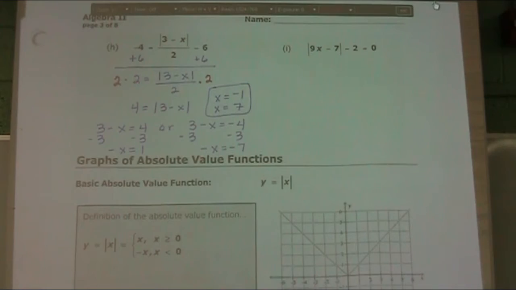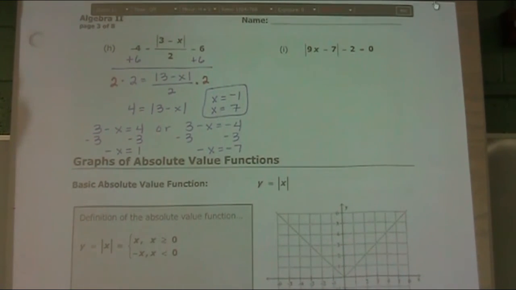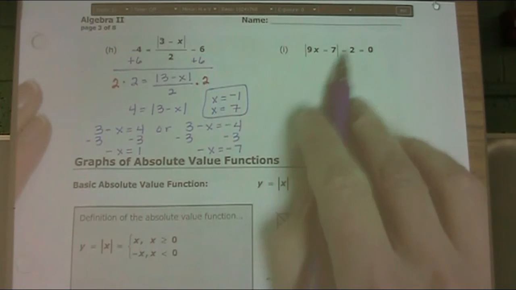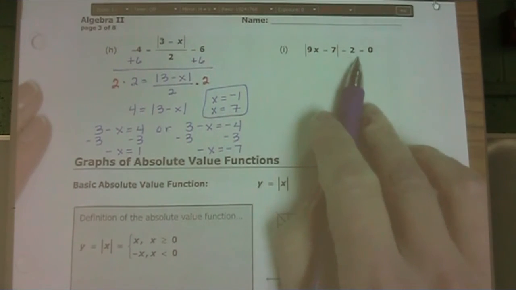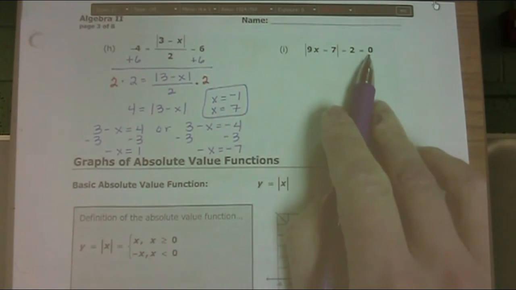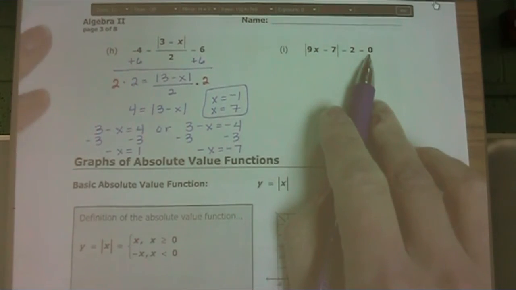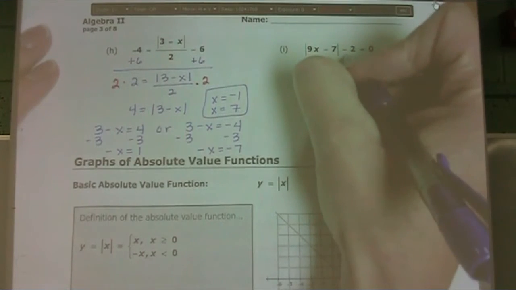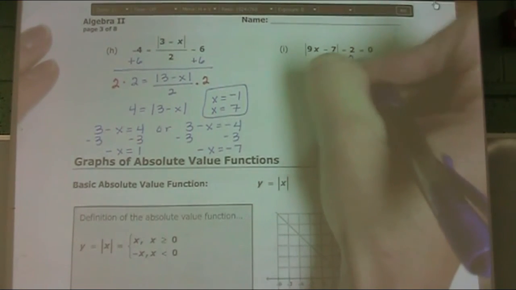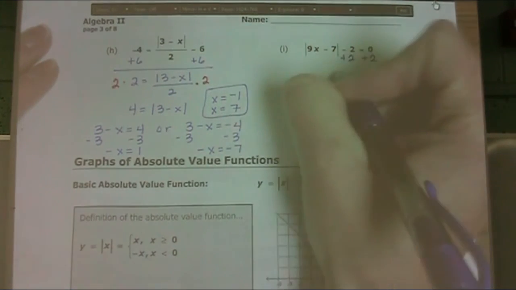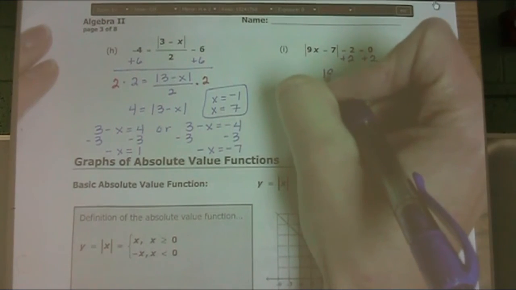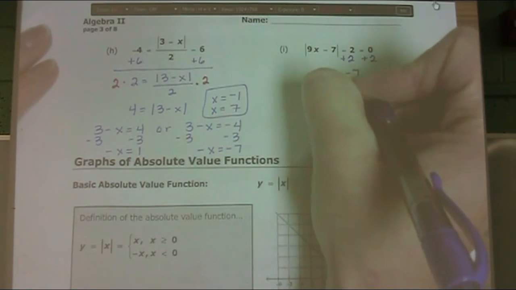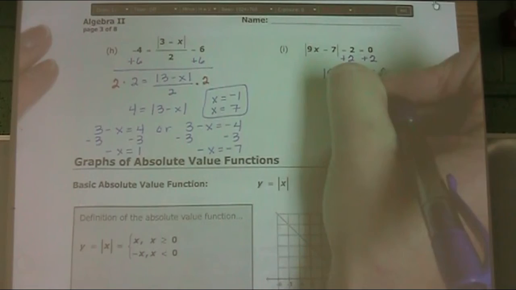All right, if we look at I, remember, right now we have absolute value with other stuff. So you can't say, oh, this equals 0, we have one solution. No, we have to get absolute value by itself. So we're going to add 2 to both sides to get that absolute value by itself. And we have absolute value of 9x minus 7 equals 2.